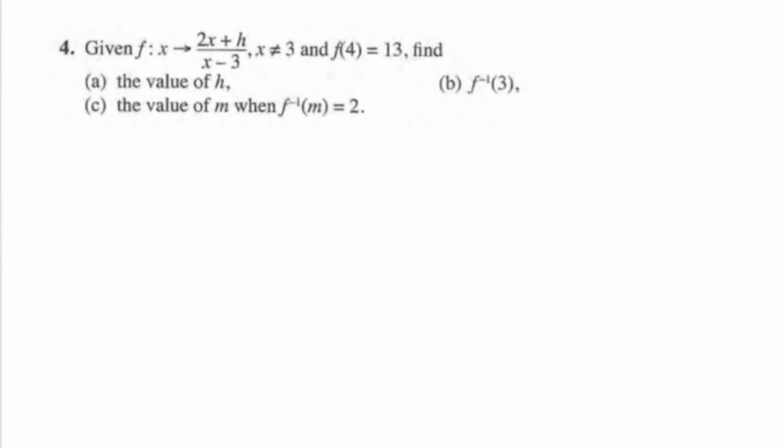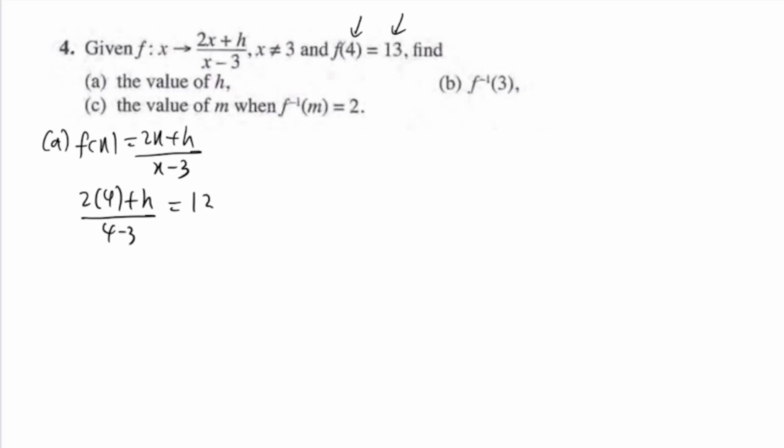The function f(x) is now 2x. We can write here f(x) is 2x plus h over x minus 3, and you're supposed to find the value of h. Given that when you sub x with 4, your f(x) is 13, let's put 4 inside: 2 times 4 plus h over 4 minus 3, the result is 13. 2 times 4 is 8, so 8 plus h. 4 minus 3 is just 1, so I don't have to write that. You divide by 1, you still get 8 plus h. Bring 8 over: 13 minus 8, h is just 5.